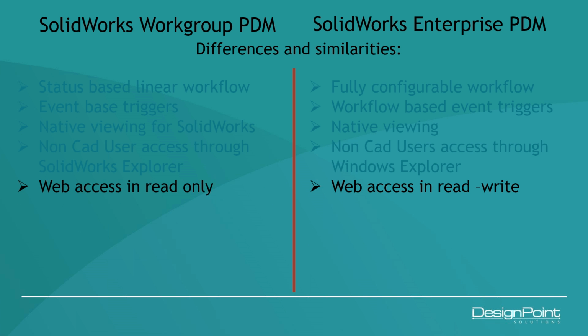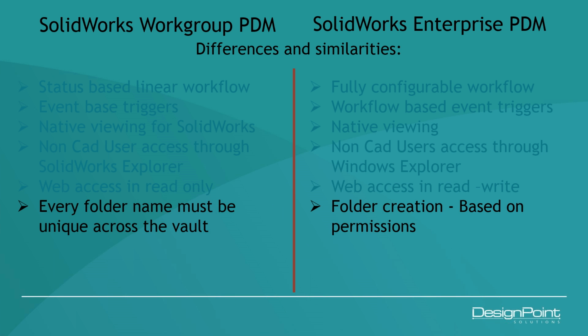If you want to publish your information, like PDFs and drawings, to suppliers or vendors, you could do it with Workgroup, but you have only read-only access. With EPDM, you have read and write access. You can check out the files, you can approve the files, and you can view the files via a web access interface.